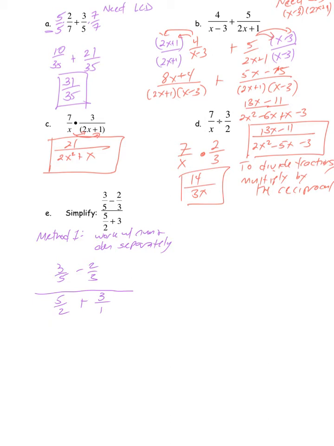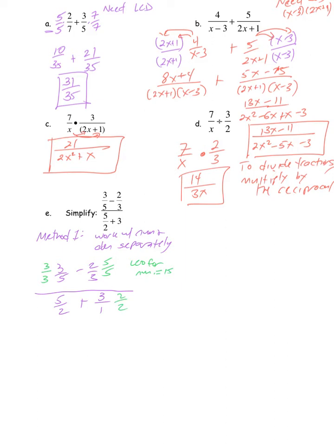In the numerator, we need to get a common denominator. That common denominator will be 15. So I'm going to multiply the first fraction by a funny form of 1, which is 3/3. The second fraction, I'm going to multiply by a funny form of 1, which is 5/5. So the LCD for the numerator here is 15. The denominator, I'm going to do the same thing. The least common denominator here is 2. So the first fraction, 5/2, I can leave alone. 3/1, I need to multiply by a funny form of 1, which is 2/2.